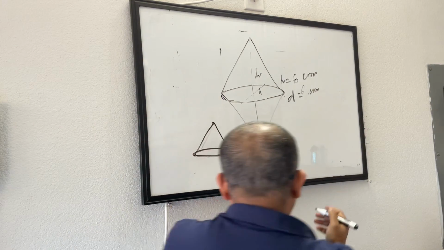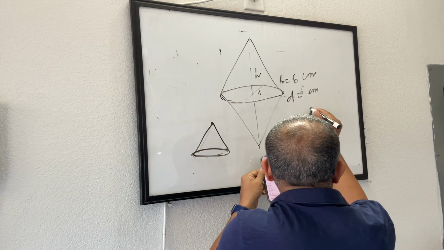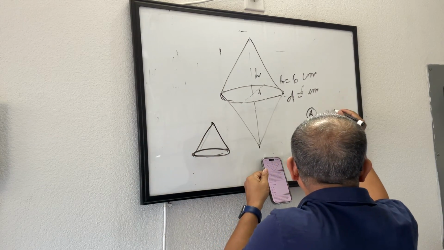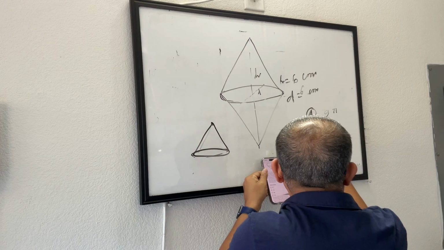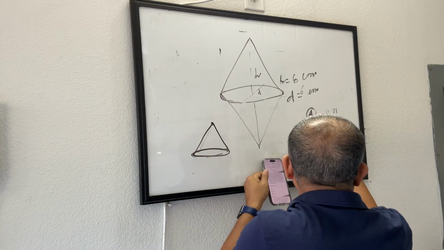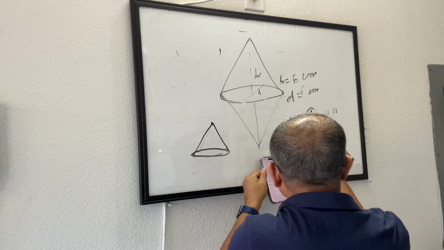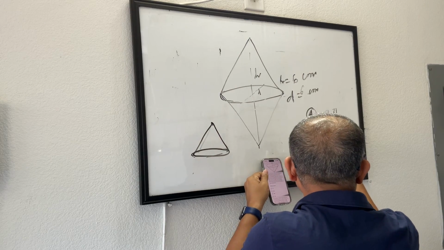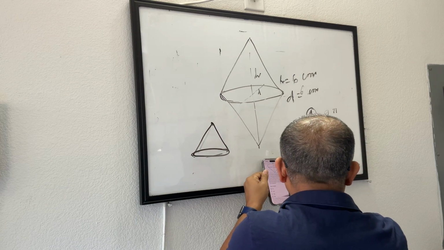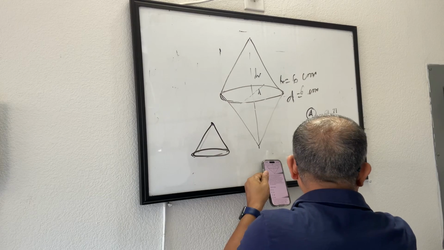And let me make your life a little easier. These are the options given, okay? 9 pi, 18 pi, third option is 36 pi, and fourth option is 72 pi.